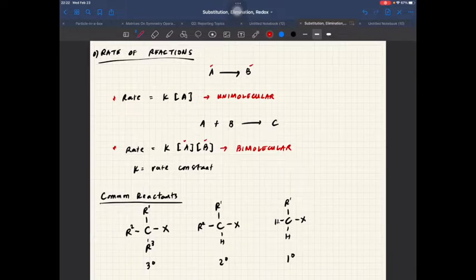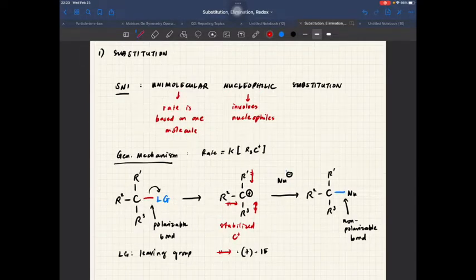The common reactants that are involved in substitution and elimination reactions are, basically, reactants having a tertiary carbon. This is a tertiary carbon because it's bonded to three alkyl groups. And then we have the secondary carbon bonded to two alkyl groups. And finally, we have the primary carbon bonded to one alkyl group. In the context of alkyl halides and alcohols, we have tertiary alcohol, secondary alcohol, and primary alcohol. Under substitution reaction, one of the reactions of alkyl halides and alcohols is the substitution reaction.